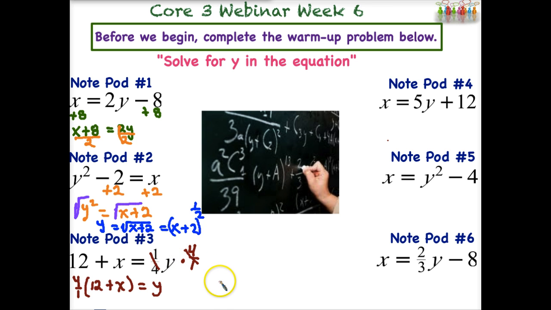One thing you could do if you wanted to have a better answer was distribute the 4 into the parentheses. So you could do, for example, 4 times 12 and 4 times x. So you could have gotten 48 plus 4x equals y. And that's better because it's a little bit more simplified, just so you know.